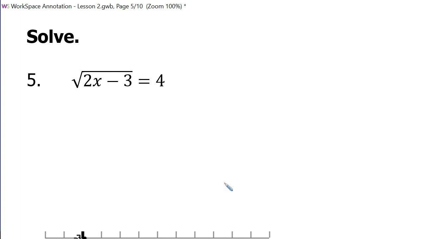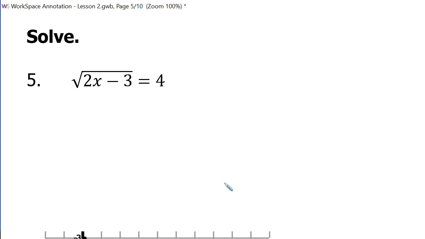Now on the back, we are going to be solving these algebraically. So we're not going to be graphing these anymore. We're going to solve these square root equations algebraically. Now, where is the variable x? It's under the what? Square root. So in order to get the x by itself, we have to get rid of the square root. So we have to do an inverse operation.